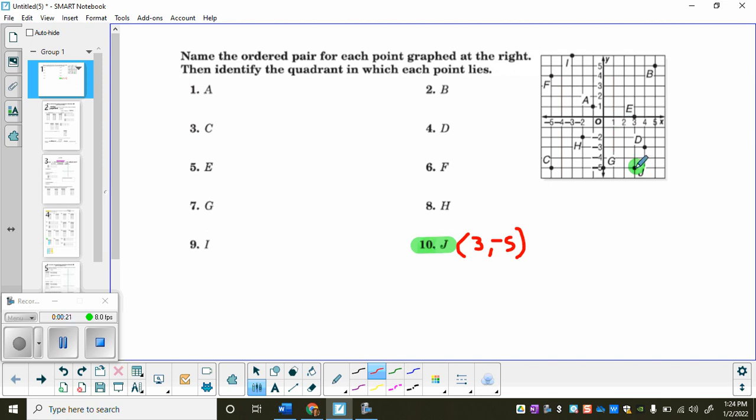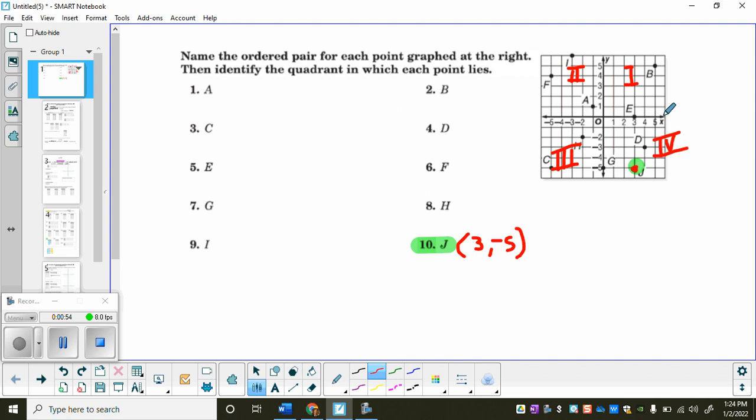Just reviewing point J real quick. If you come over 3 and then down 5, you're at point J right there. So that's the over 3 down 5. And that puts us in quadrant 4 with a Roman numeral. You might remember that we have 4 quadrants, quadrant 1, quadrant 2, quadrant 3, and then quadrant 4. And to get up here in quadrant 1, we go over and up, so positive, positive. We go back and then up. We go back and then down, or we go over and then down. So that's just a quick little refresher.